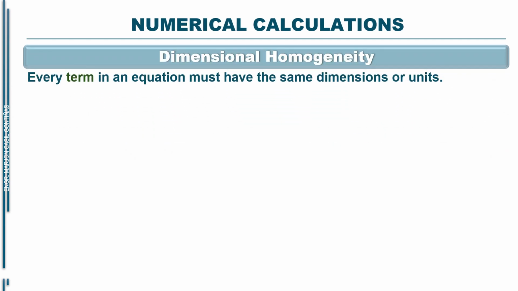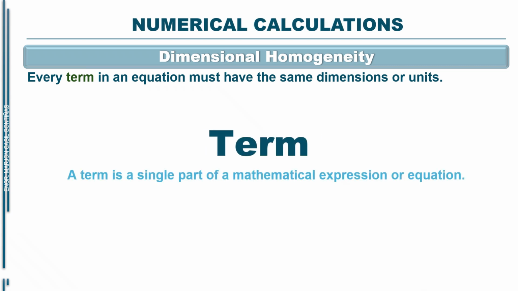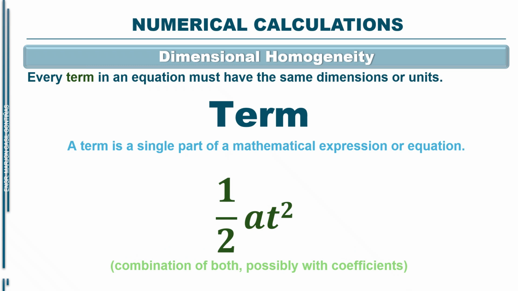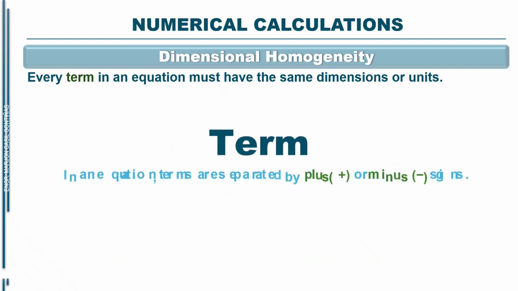Let's start with dimensional homogeneity. This principle tells us that every term in an equation must have the same dimensions or units. What is a term? A term is a single part of a mathematical expression or equation that can be a constant, like the number 5, a variable, like the letter T, or a combination of both, possibly with coefficients, like 1/2 at squared. In an equation, terms are separated by plus or minus signs.